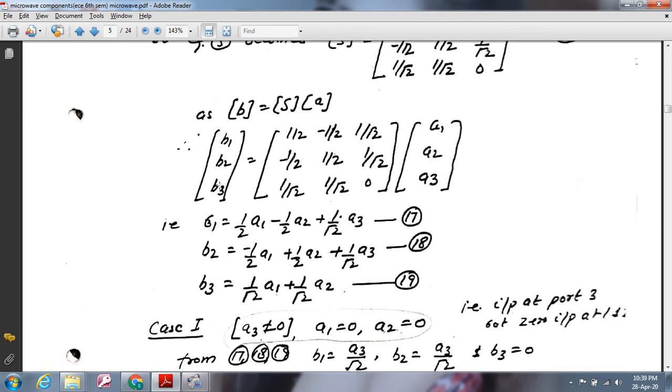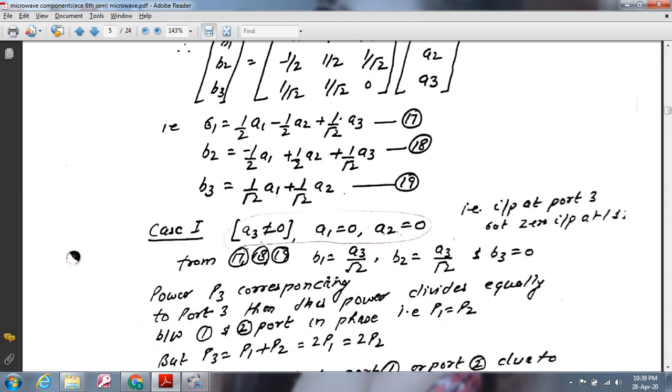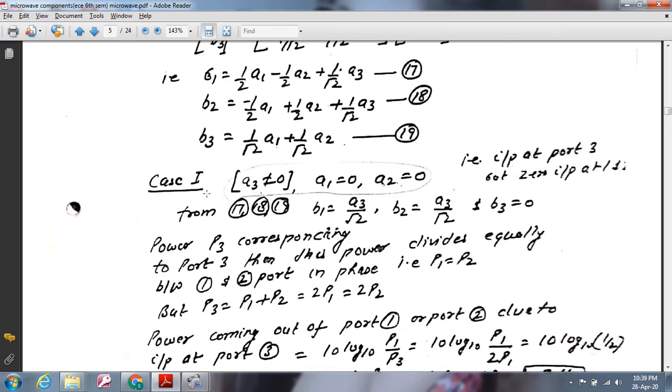Similarly, the last output B3 will be equal to 1 by root 2 multiplied by A1 plus 1 by root 2 multiplied by A2, and this will be 0. So from here we get three output equations: equation number 17 for B1, equation 18 for B2, and equation 19 for B3. Now we can see the different cases. We can apply input to any of these ports, and from equations 17, 18, 19 we are going to see what will be the corresponding output.